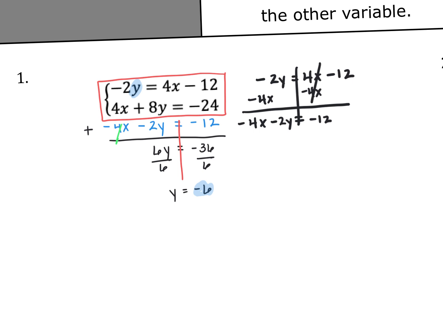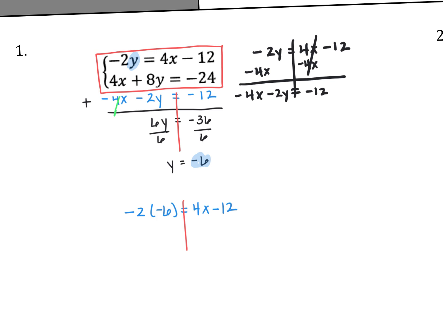Starts with -2. Now I want my y, so I'm going to use parentheses and put my y in there. And then equals 4x minus 12. Okay, so the first thing I'm going to do on that left side is distribute that -2 to that -6. A -2 times a -6 is going to give me a positive 12. So 12 goes on my left side. Equals, and I still have 4x minus 12.